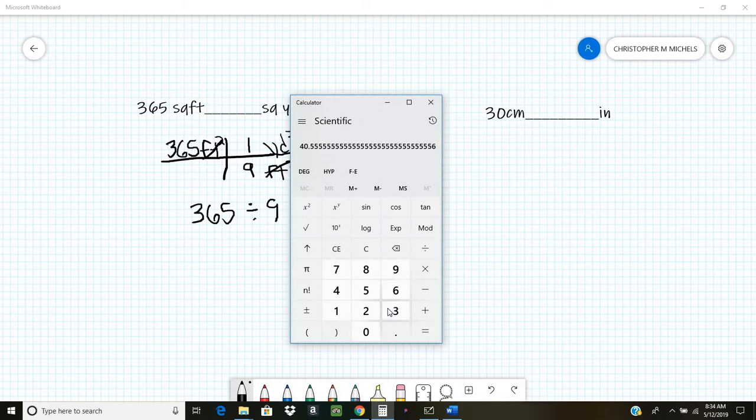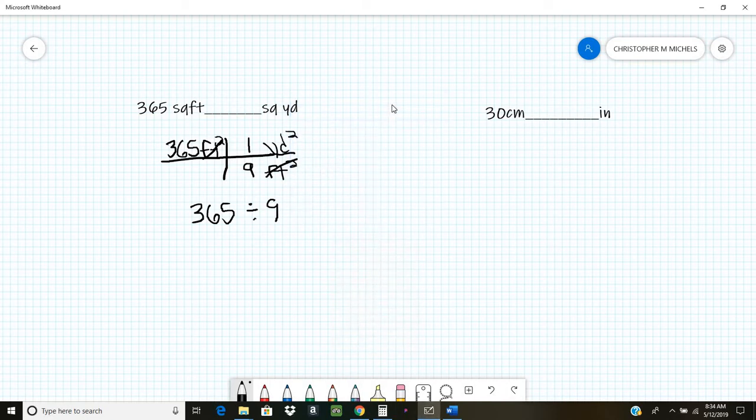365 divided by 9. We get 40.5555 forever. When you look at this one, think about practicality. We're going from square feet to square yards. The most likely thing you're doing with this is figuring out flooring, or the square footage of your yard or something. So you think about this, the 0.555, you could round this up to 41 square yards.